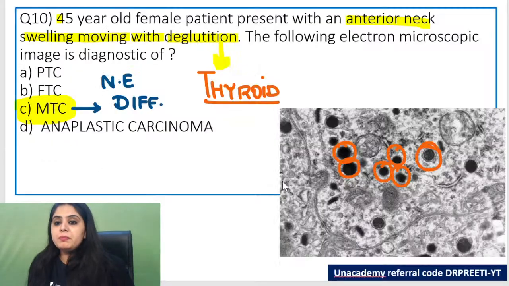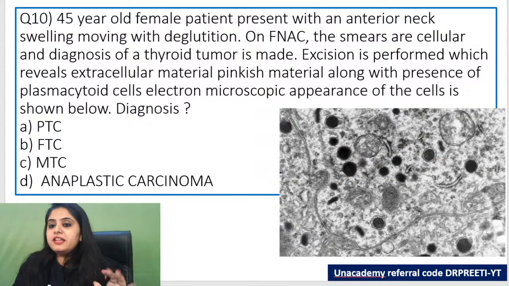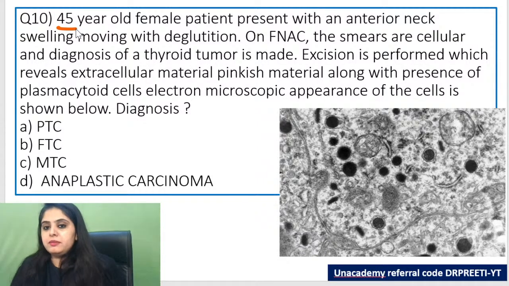So now copy-paste this picture everywhere for any neuroendocrine tumor, like I showed you over here, medullary carcinoma. So this was not giving you too much of a hint, right? I just gave you a thyroid tumor and asked you to guess. Actually, this is how the examiner will give it to you. It's the same question, but I have given you a proper question now. See, now I'm saying you have a 45-year-old female who has presented with an anterior neck swelling which is moving with deglutition. So same history, it's thyroid.